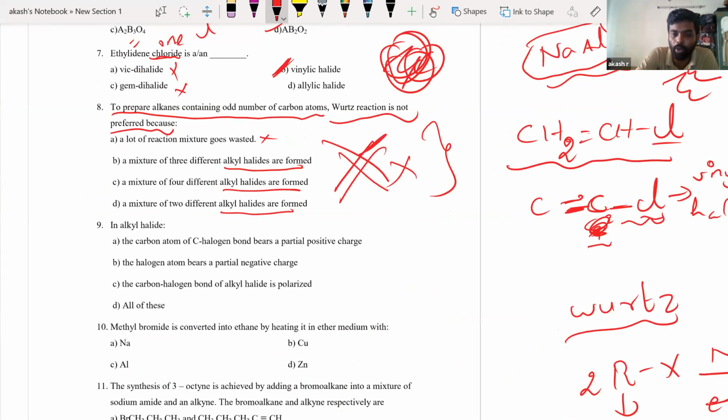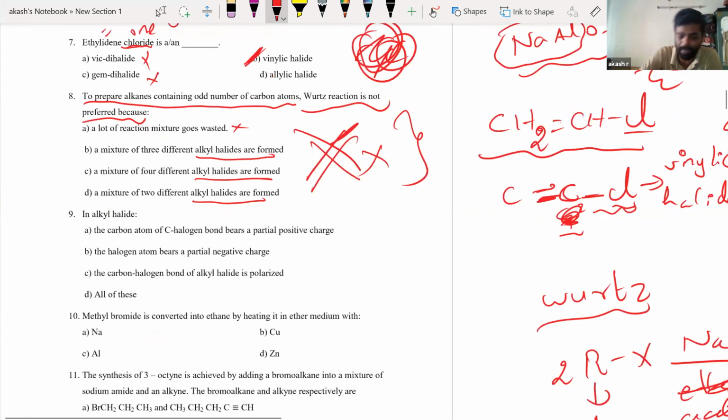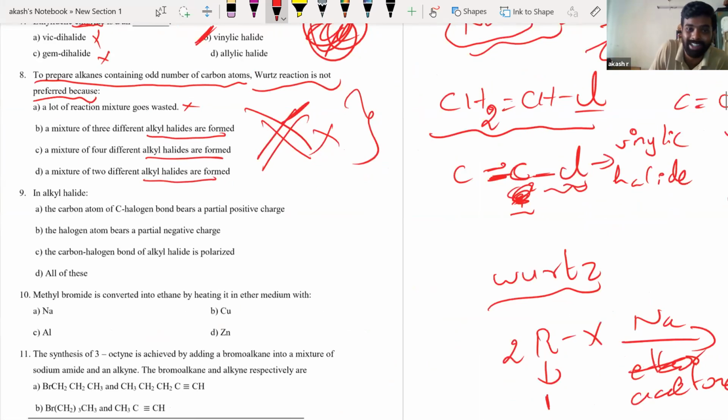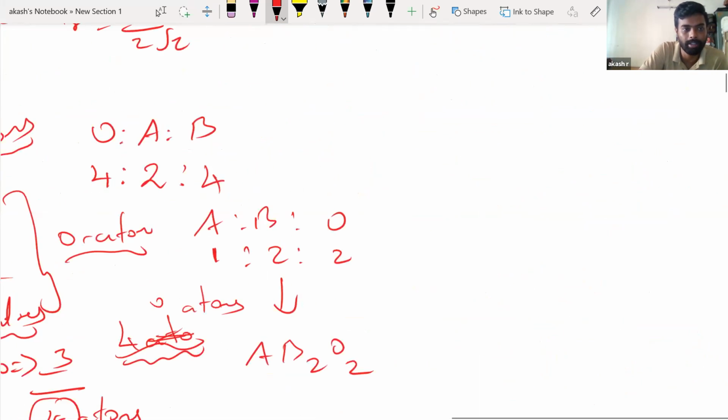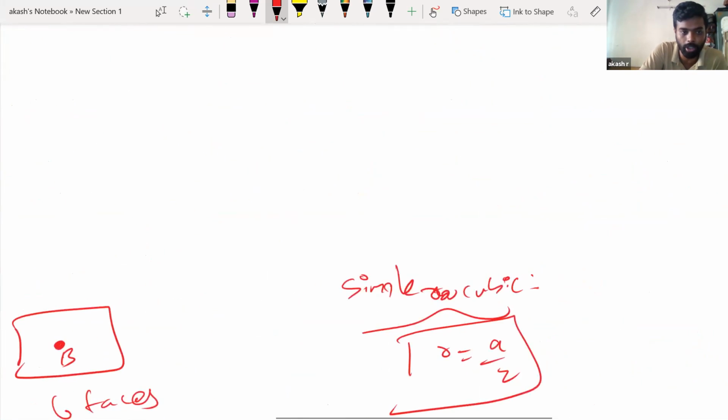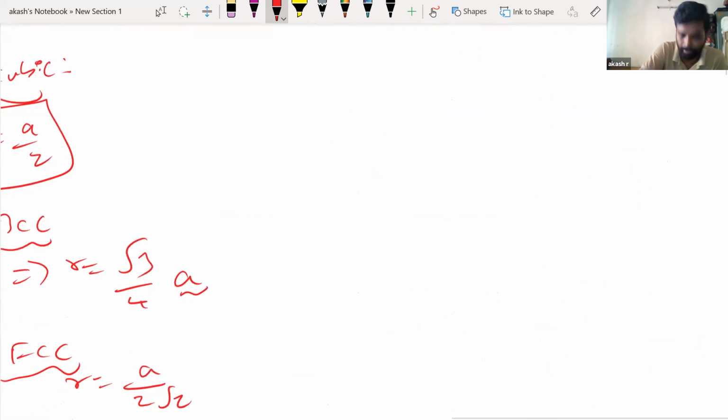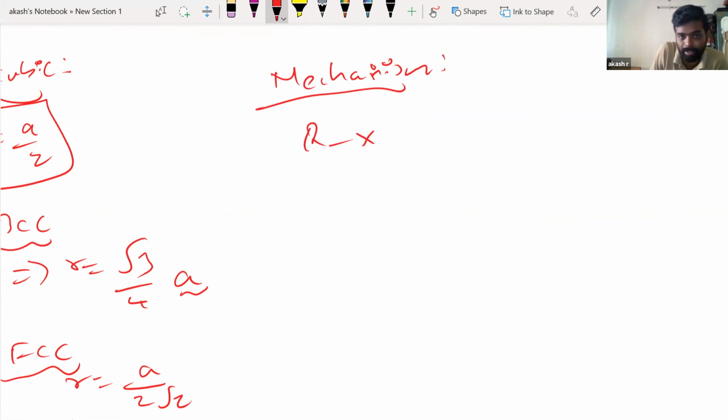If you look at the mechanism, what is happening is, let me tell you. It's very simple to understand. I don't know whether I taught you both of these chapters. I taught you only some physical chemistry and the d block. Anyways, if you look at the mechanism of Wurtz's reaction, I have this RX, correct? What is going to happen is a homolytic cleavage. We know what a homolytic cleavage is.